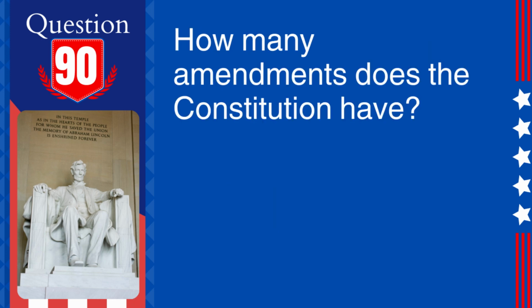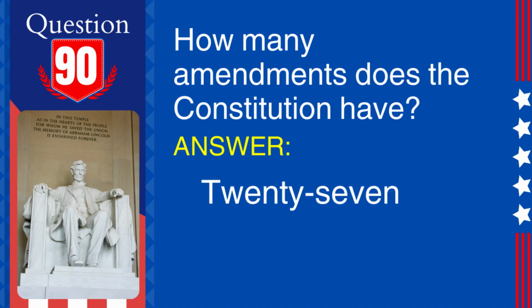90. Question: How many amendments does the Constitution have? Answer: 27. Explanation: The U.S. Constitution has 27 amendments, the first 10 of which are known collectively as the Bill of Rights.